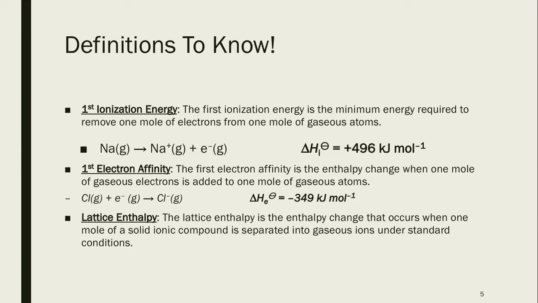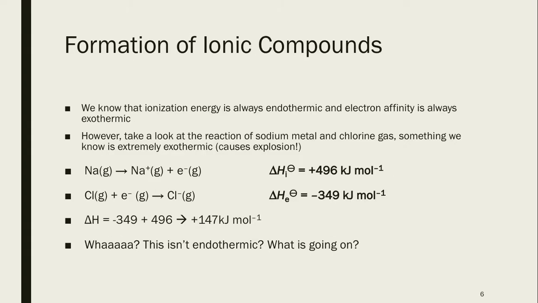Another definition that you are going to need to know is lattice enthalpy. So the lattice enthalpy is the enthalpy change that occurs when 1 mole of a solid ionic compound is separated into its gaseous ions under standard conditions. So for example, we could take any ionic compound and break it apart into its gaseous ions. Okay, so lattice enthalpy is a definition that you're going to need to know.